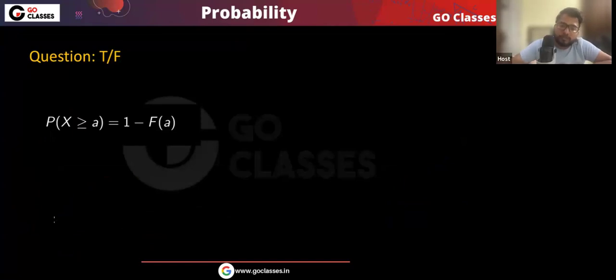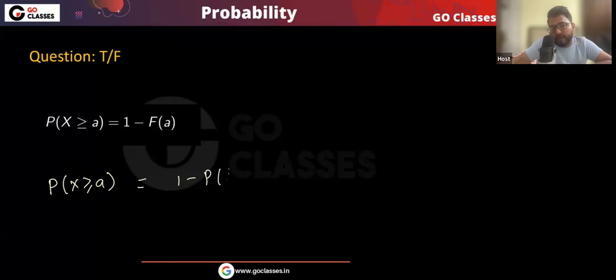Tell me, true or false: the probability that x is greater than or equal to a, using the CDF, not using the PDF. This is an easy question. It is true, right? Why is it true? Because the probability of x greater than or equal to a is nothing but 1 minus the probability of x less than or equal to a. Equal or not equal doesn't matter in the case of continuous. So it is nothing but 1 minus F of a. This quantity is F of a, so hence it is true.